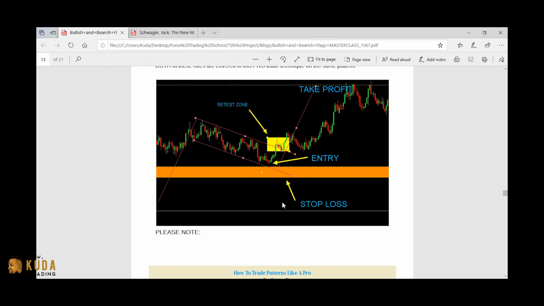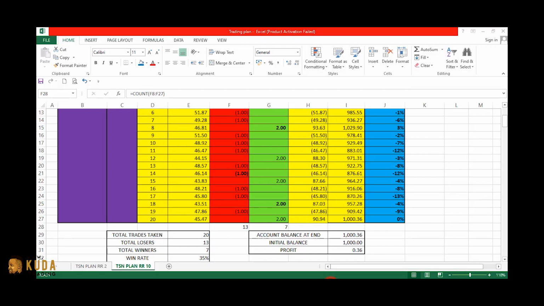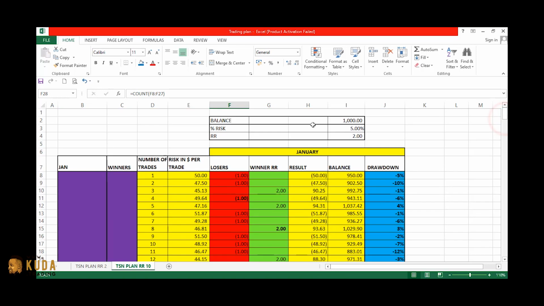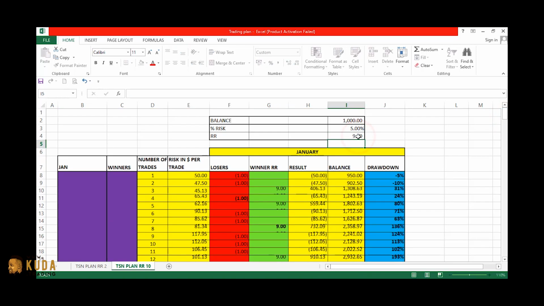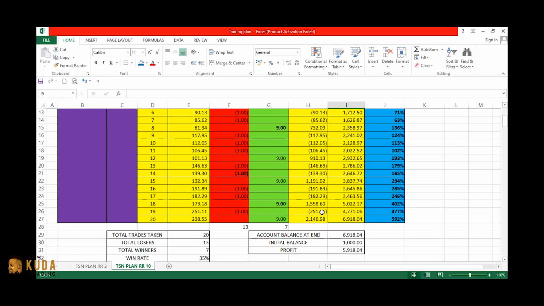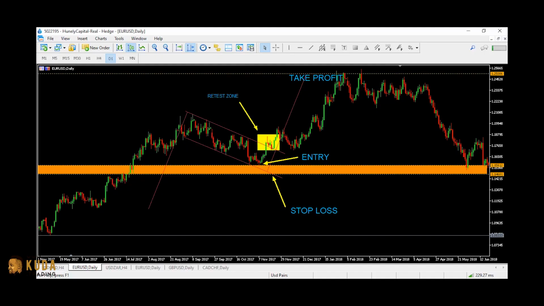I call this edge point trading, and I've trained a lot of people how to do this, and they're making money. So if you punch in 9 here and you look for setups where you're trading with edge, look at that, you end up with $6,918. That's a profit of $5,918. So you've got to look for setups where you can make entry early.